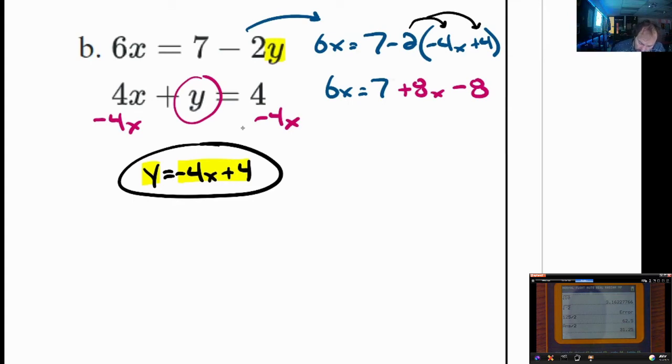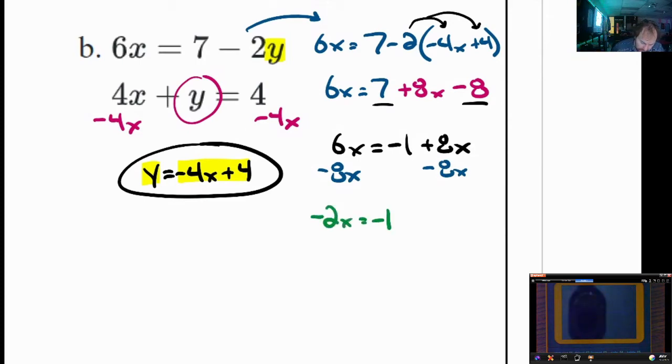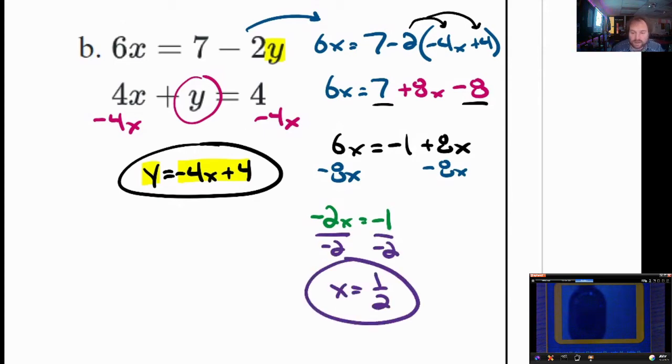From here, we're going to solve it like we would normally. I think we should combine our like terms first. So 6x equals negative 1 plus 8x, because we have a 7 and a negative 8 there. And then finally, we should subtract 8x from both sides. And man, as if this problem wasn't hard enough, we're going to have a fraction answer. Negative 2x equals negative 1, and we'll finally divide by negative 2 on both sides, and we'll get x equals 1/2. Whew, that was a lot of work to get our first answer, but, I mean, it will work.